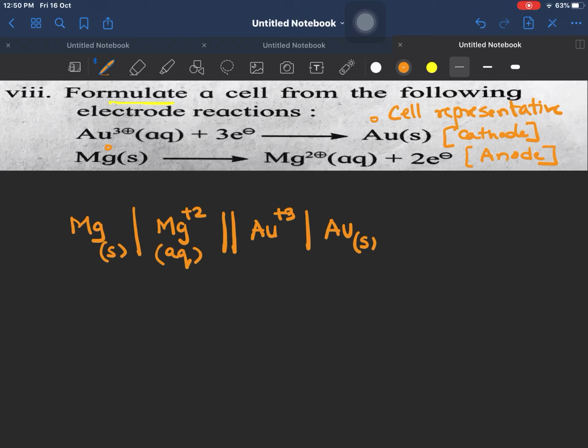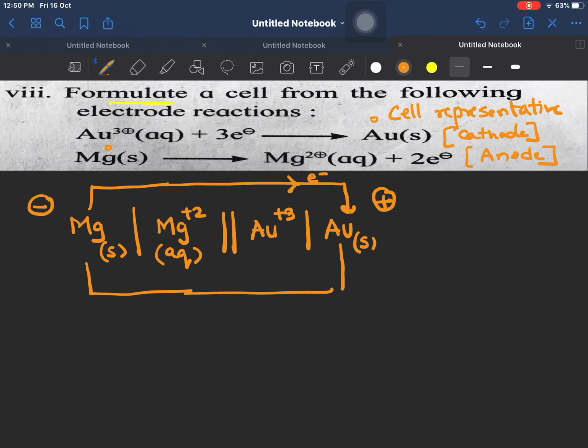Now while representing the cell, you know that anode is negative charge in electrochemical cell and cathode is positive charge. So put up the charge first, followed by the electron which flows from anode to cathode, from one electrode to another. So this is the electron moving from anode to cathode, and you know that the conventional current goes from cathode to anode.